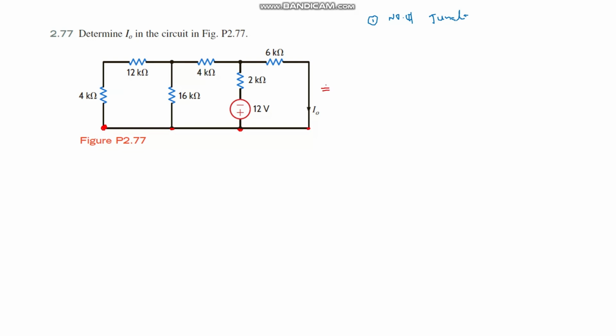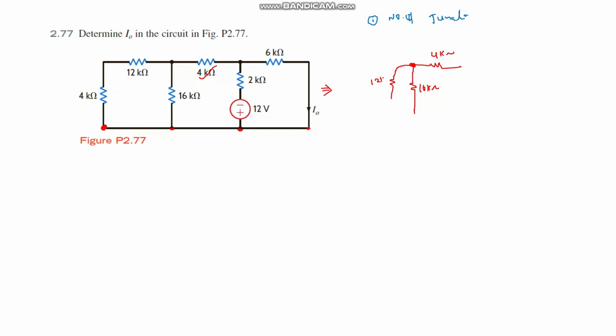Otherwise, you can convert this imaginary circuit into a practical circuit. Then you can easily identify how many junctions and how many nodes there are. Let me convert this into a practical circuit. There is one 4 kilo ohm resistance like this. For one terminal of the 4 kilo ohm resistance, there is a 6 kilo ohm resistance connected like this. At the same point, there is one more resistance connected.